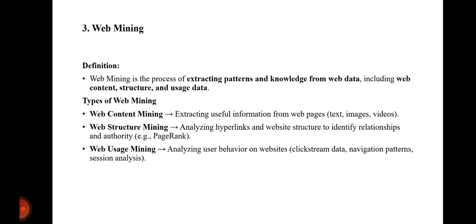Next is web mining. Web mining is a process of extracting patterns and knowledge from web data, including web content, structure, and usage data. The types of web mining we have are web content mining, web structure mining, and web usage mining. Extracting useful information from web pages and analyzing hyperlinks and website structures to identify relationships and authority. Analyzing user behavior on websites.